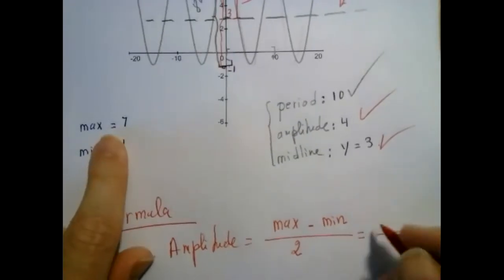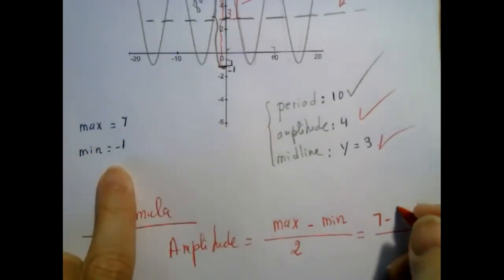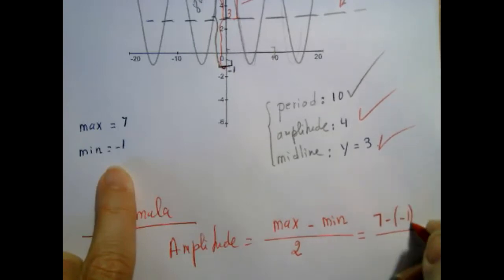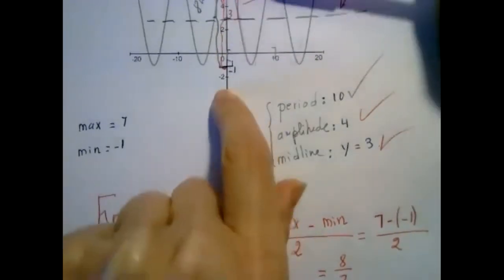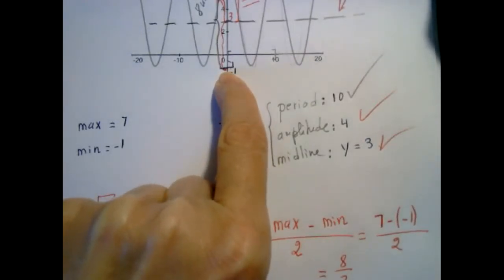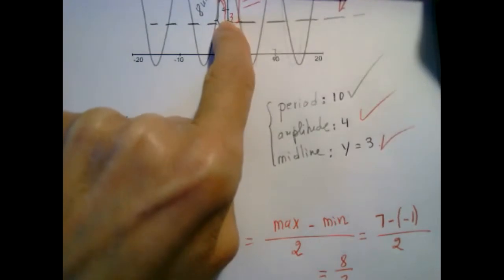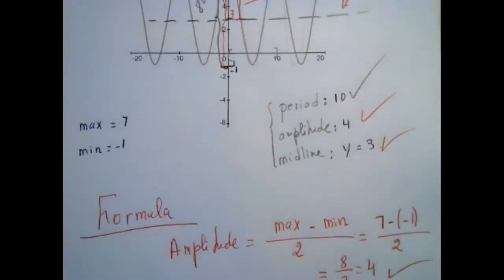The maximum value is 7 minus the minimum value, which is -1, divided by 2. So this will give me 8 divided by 2. 8 is actually the distance from here to here. That's really what the 8 represents. Divided by 2, that gives me the amplitude, which is equal to 4, which is correct.